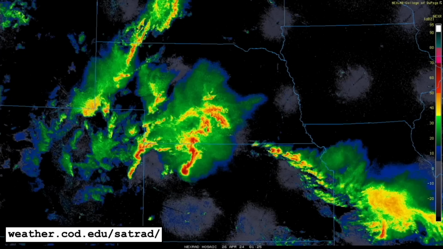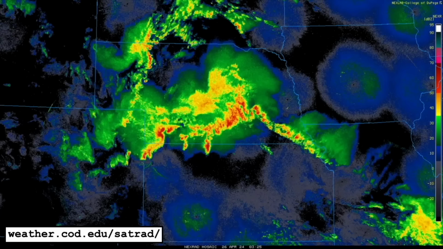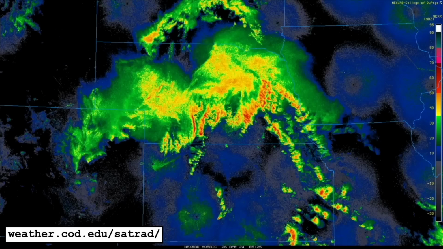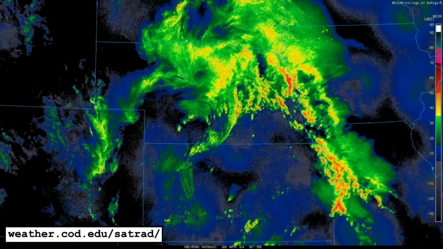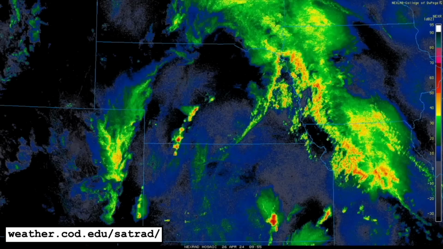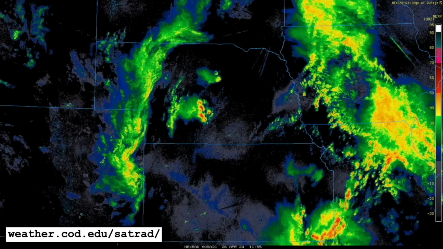To do this, a radar mosaic, such as the one from the College of DuPage website, can be helpful, as it gives a broad-scale view of the data from all the radars in an area, not just one radar, in a single image or loop.